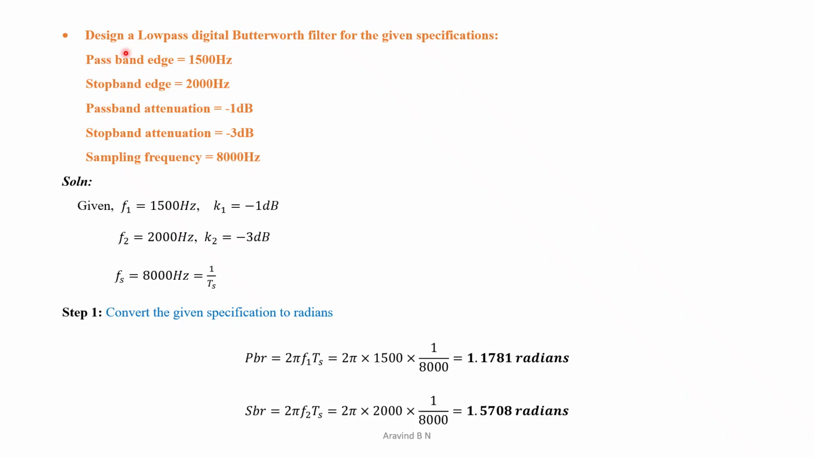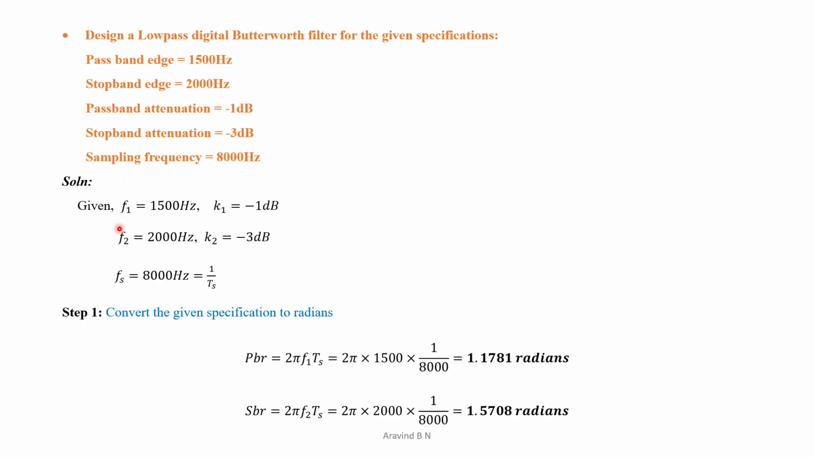The question: design a low-pass digital Butterworth filter for the given specification. Passband edge 1500 Hz, stop band edge 2000 Hz, then passband attenuation is 1 dB, then stop band attenuation 3 dB, then sampling frequency is 8000 Hz. Now let us go through the solution procedure.